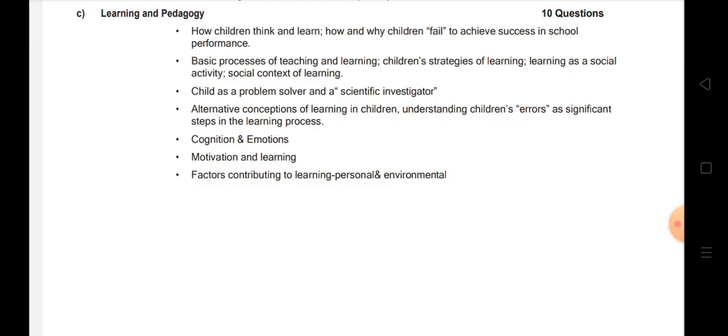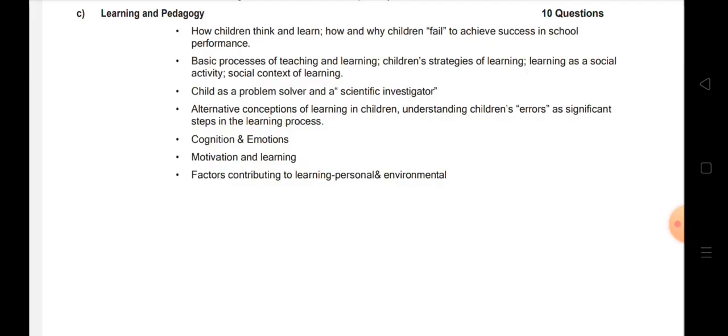So all those things should be taken into account. Now, the basic process of teaching and learning, children's strategies of learning, children learning as a social activity, social contact. So now, different methods, different learning styles, different pedagogical tactics should be used while teaching the children. Different strategies should be made, different types of teaching aids should be encouraged.